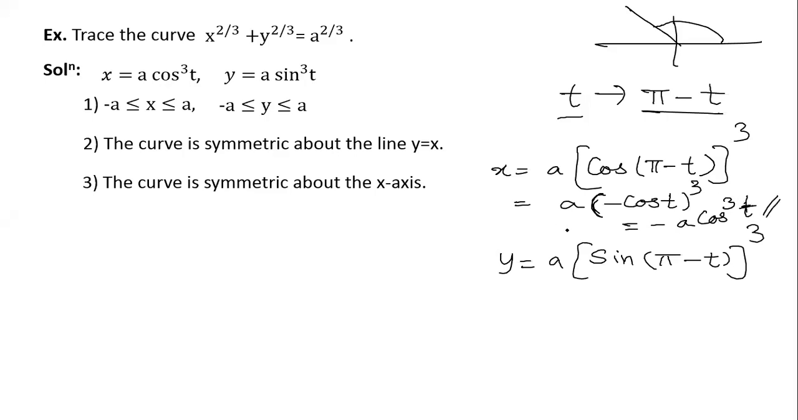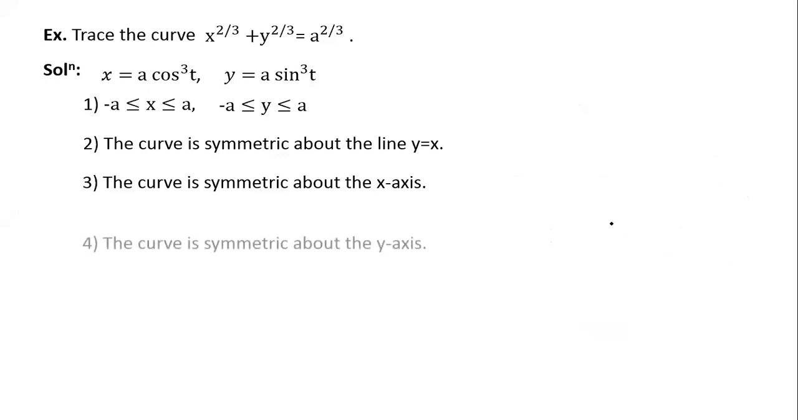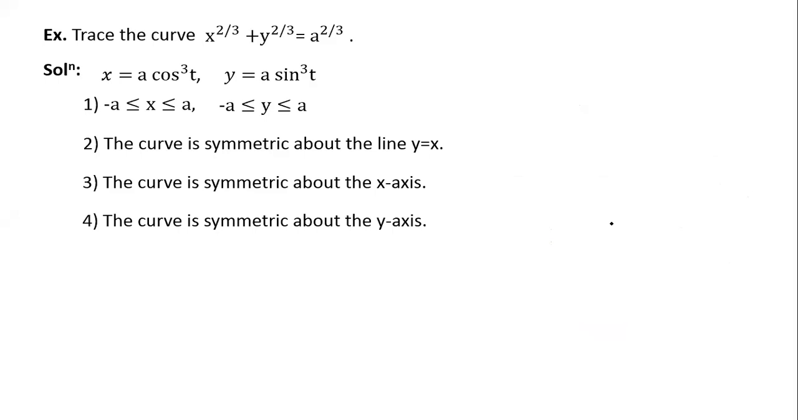So there is change in sign in case of the first equation. What about second? Sine of pi minus t, second quadrant, sine is positive and there is pi, so sine will remain as sine. Sine of pi minus t is sine to the power 3. So the equation remains as it is. So to conclude, on replacing t by pi minus t, x equation changes in sign and y equation remains unchanged. So the curve is symmetric about y-axis. So beautiful.